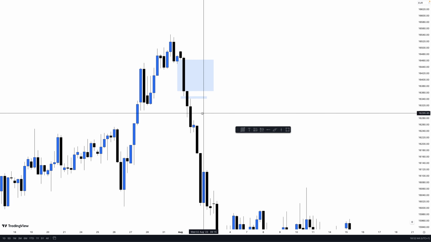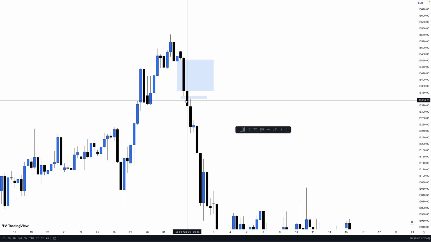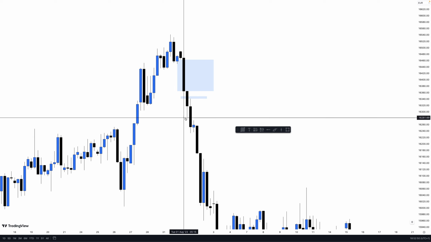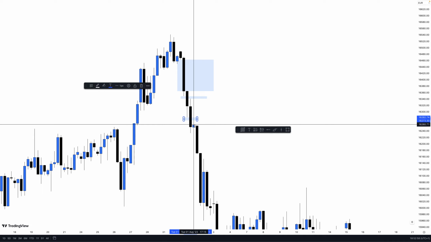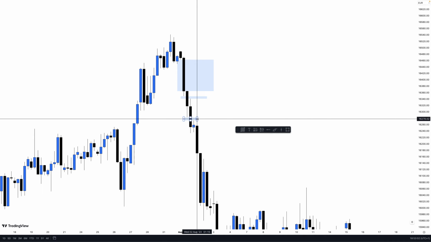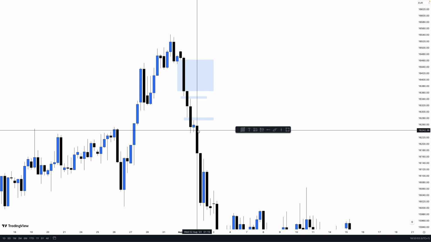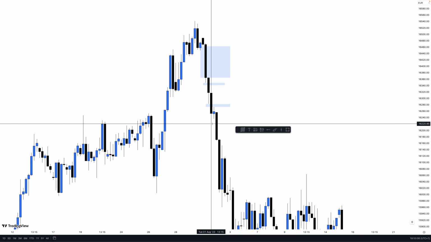I can literally just keep doing this. 1, 2, 3, bottom of this wick of the middle candle, and then top of the right wick of the middle candle right here. So this would be an imbalance. This is for bearish fair value gaps or imbalances, same thing.